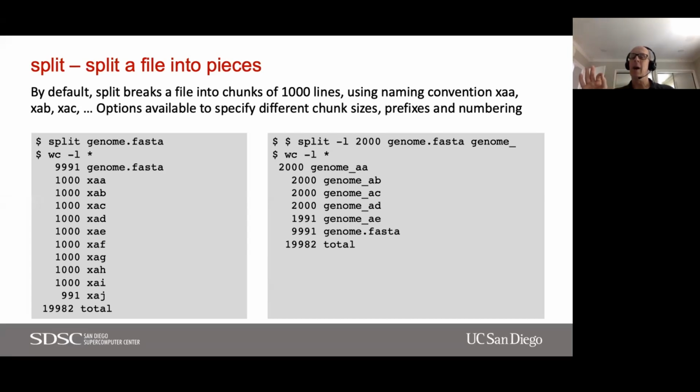And then, so that we don't have that kind of obscure naming convention, I can specify a prefix. So here, my prefix is genome underscore, and that's going to be used in the file naming instead of x. So now we're going to get genome_aa, genome_ab, genome_ac, and so on. And you can see, as expected, that the data was broken into 2,000 line chunks. The last one just gets truncated a little bit, since there weren't 2,000 lines left.